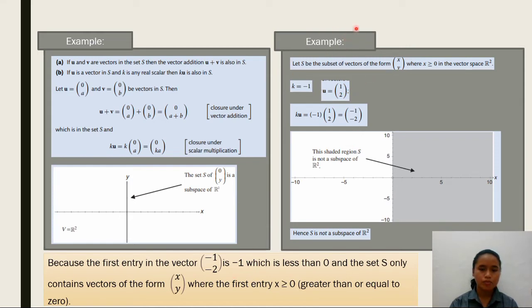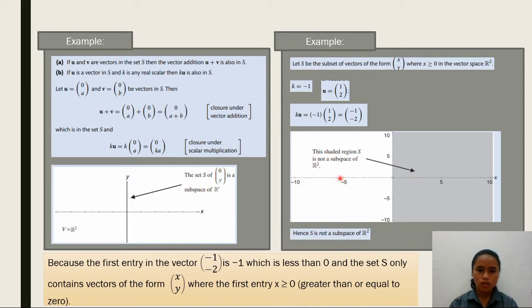Example more. Let S be the subset of vectors in the form x and y. So we have k equal to minus 1, u equal to 1 and 2, so k times u is equal to minus 1, minus 2. So this is not a subset. This is not a subspace of R squared.